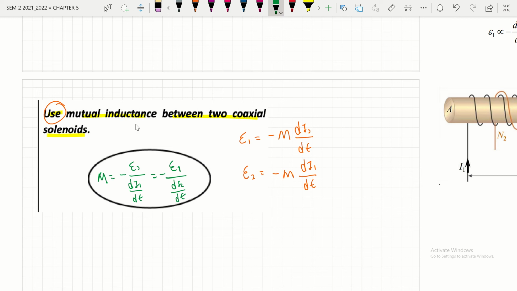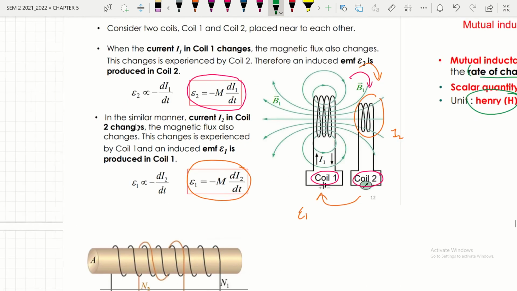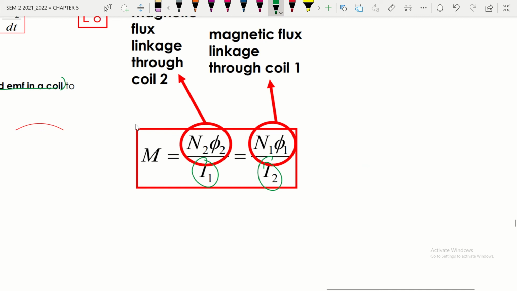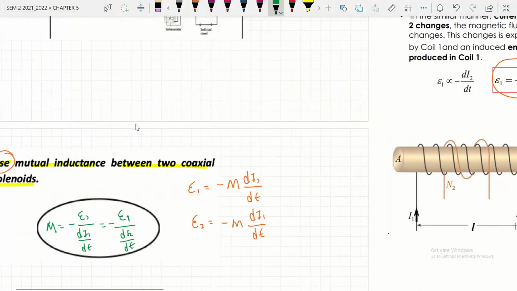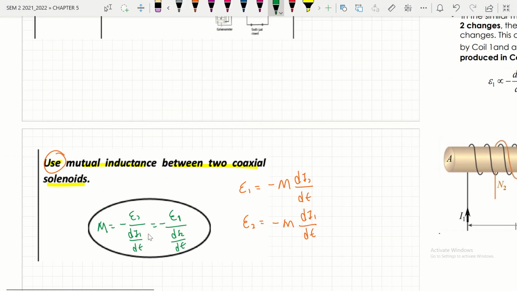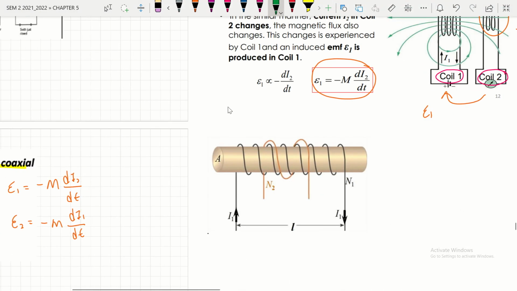Alright, now let's see what it is for two coaxial solenoids. Okay, this is for the coil. So let's see for two coaxial solenoids. What does it mean by two coaxial solenoids? For two coaxial solenoids, we will have two coils.